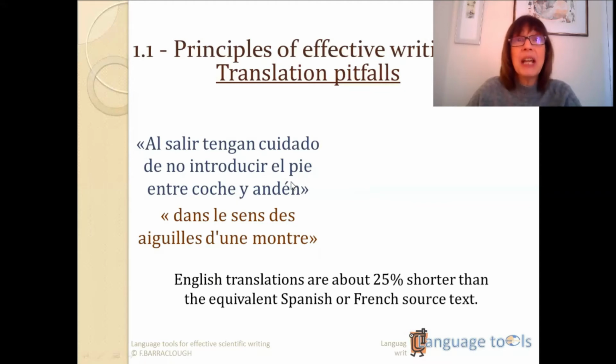Okay, al salir, tenga cuidado de no introducir el pie entre coche y andén. And in English, how do we say that? In English, we say mind the gap. Okay, and that's what you're going to hear.